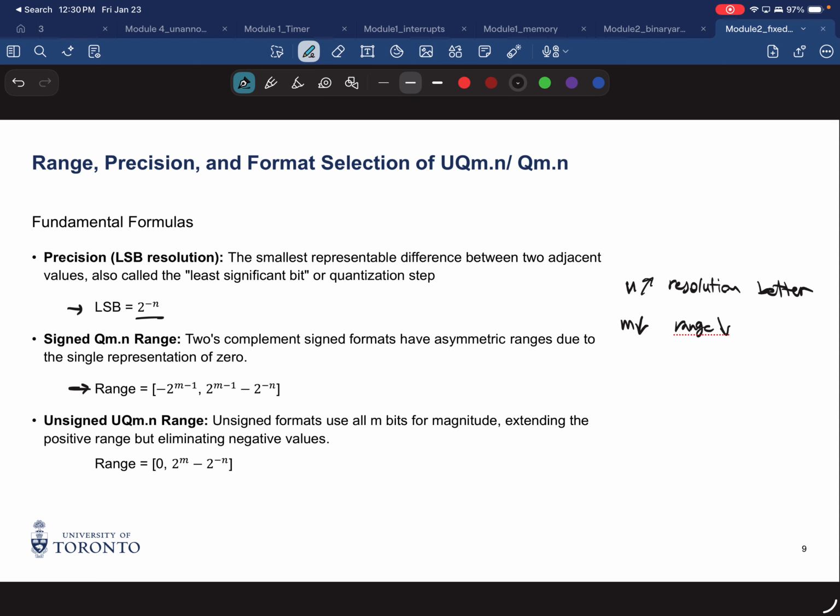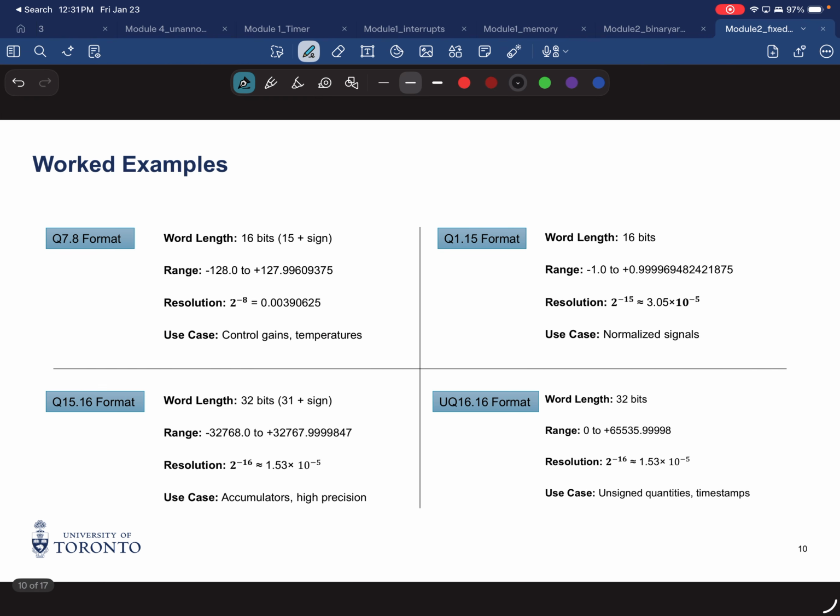Now, let us look at an example. Are we good? Any questions so far? Okay. Let's look at an example. Well, first look at this and then the example. Here, again, I said this Q7.8 is basically Q8.8 in ARM. The same thing for this one. It's exactly Q16 in ARM. Well, this is UQ. Remember this one. And these are correct.